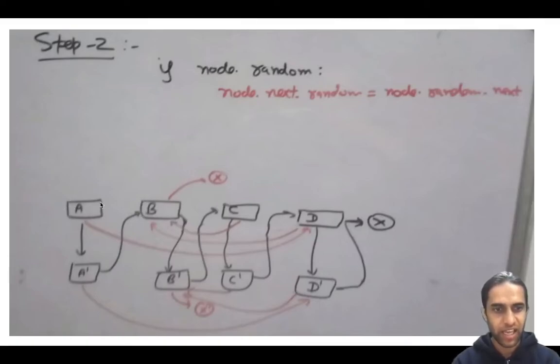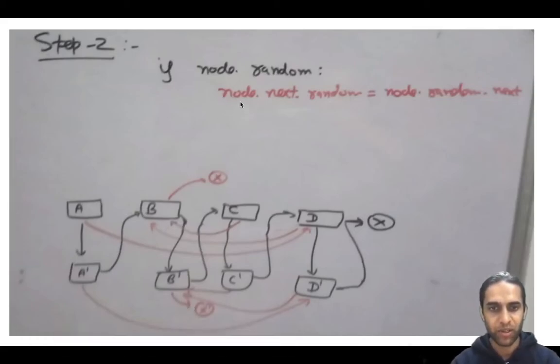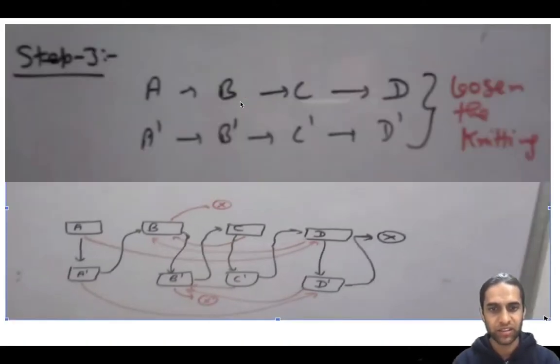In the next step I iterate my list from left to right, and I check if this guy has a random pointer. For example, this guy a has a random pointer, so my copied random will become d prime. How? If a dot random exists, then a dot next dot random should be a dot random dot next. This is the condition we have to apply. And if the random does not exist, like b's random does not exist, then b prime's random is already pointing to null, so I don't have to do anything. So in the second step I build these random pointers.